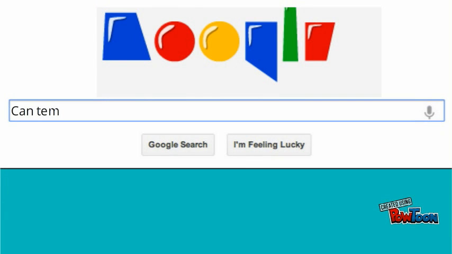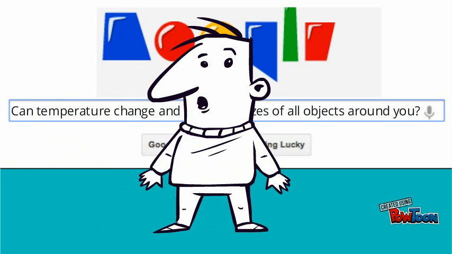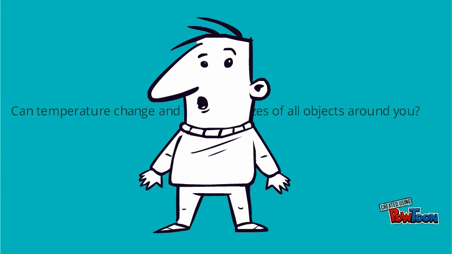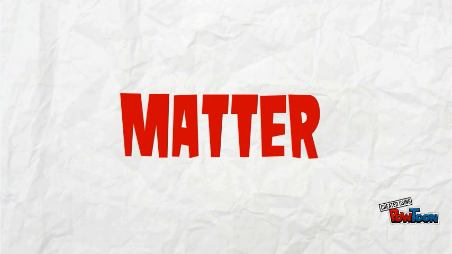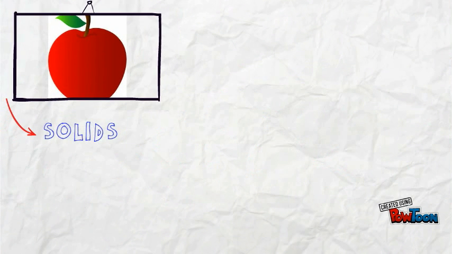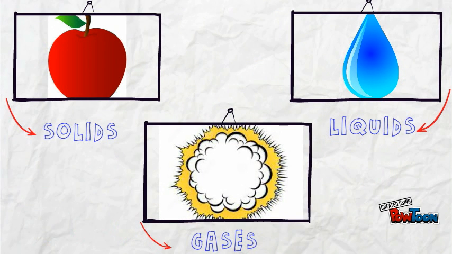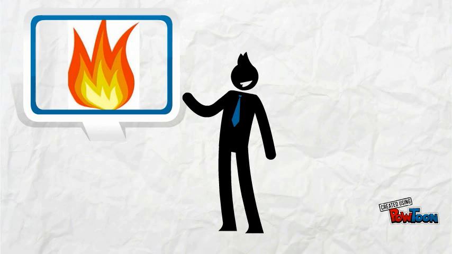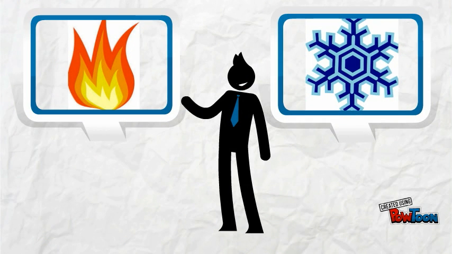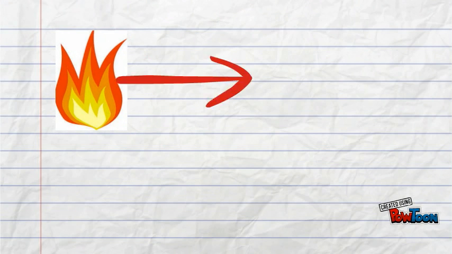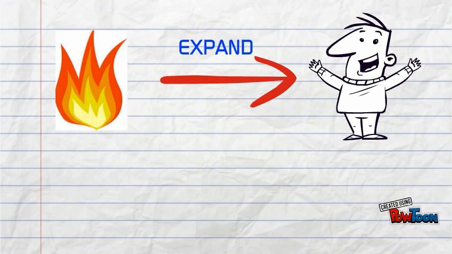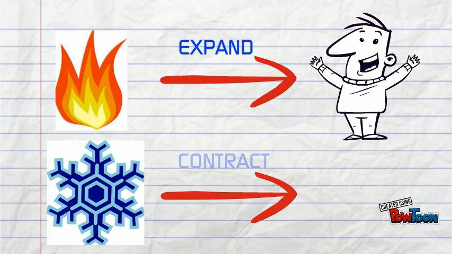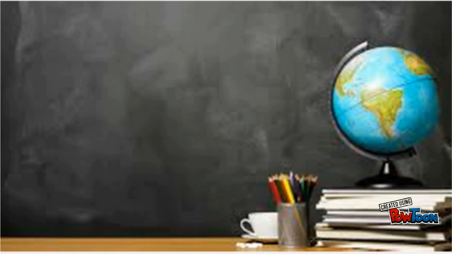To start off with, did you know that temperature could change and affect the sizes of all objects around you? I guess not. So let me tell you. Everything in the universe is made up of matter, and matter comes in three different ways: solids, liquids, or gases. However, they don't always behave the same way. Actually, heating and cooling affect the way they behave. If matter is heated up, then it will expand and get bigger. However, if matter is cooled down, it will contract and get smaller.